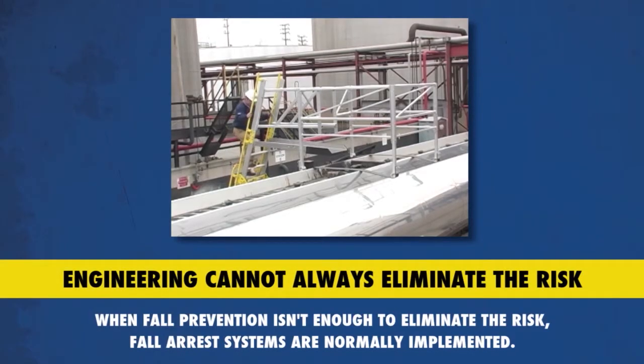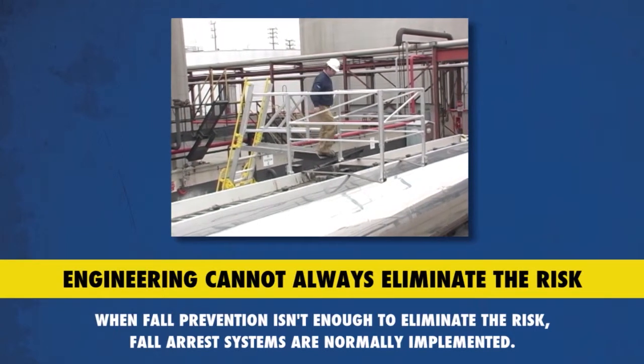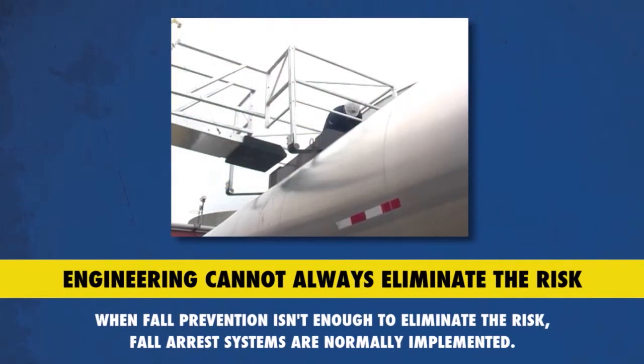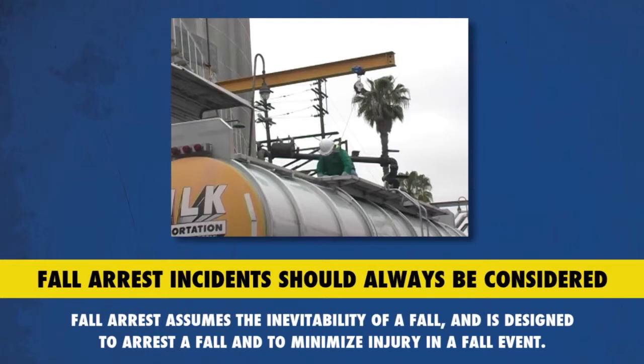While fall prevention protects the worker by eliminating the possibility of a fall, it is recognized that engineering cannot always eliminate the risk of a fall. In such instances, fall arrest systems are normally implemented. Unlike fall prevention, fall arrest assumes the inevitability of a fall and is designed to arrest a fall and to minimize injury in a fall event.